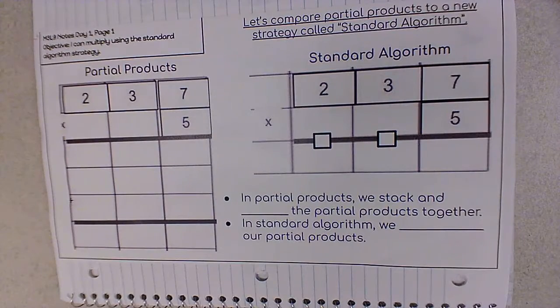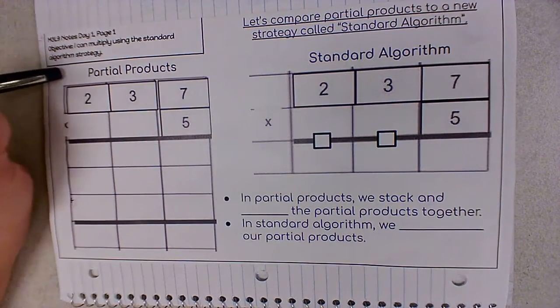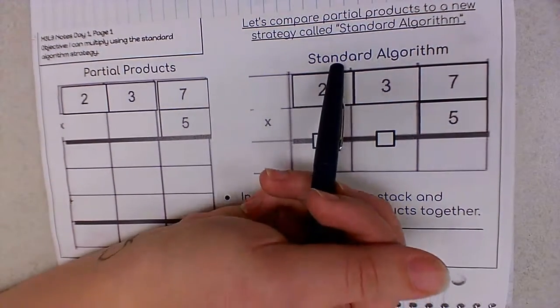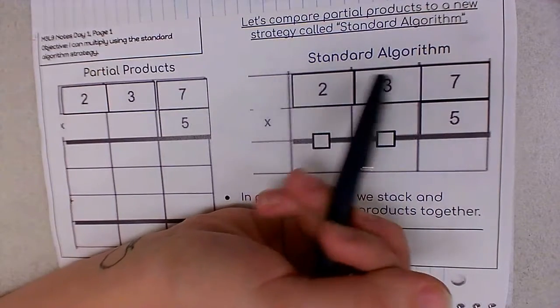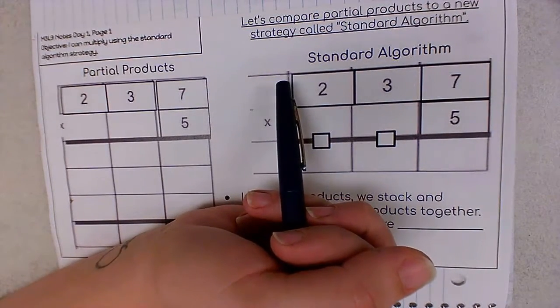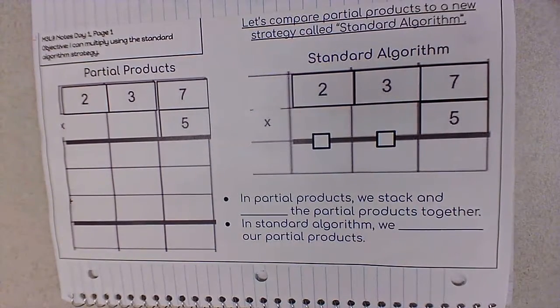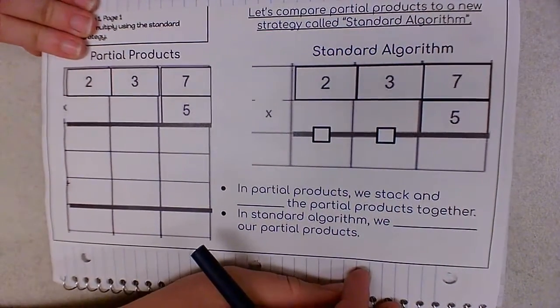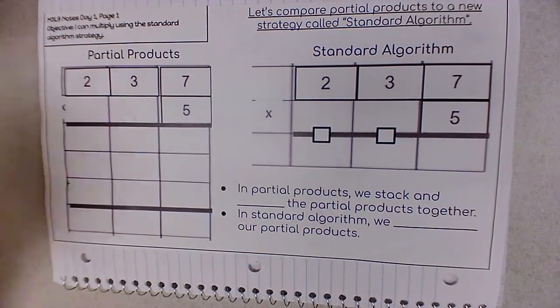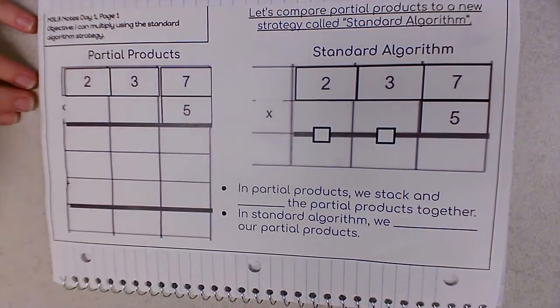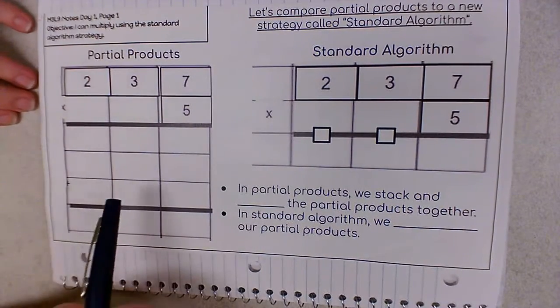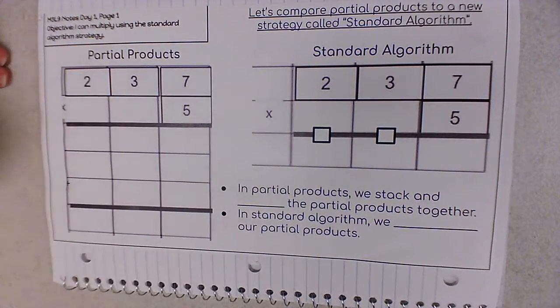We've multiplied using area models, we've multiplied using partial products, but today we're going to use our standard algorithm. You've heard these words before. We have a standard algorithm for addition, we have a standard algorithm for subtraction, you'll even have one for division as well. The standard algorithm is typically the most traditional way that people multiply, and sometimes it's the most efficient, meaning it takes the least amount of time, but it does take practice. So we're going to be comparing it to a strategy we already know, which is partial products.